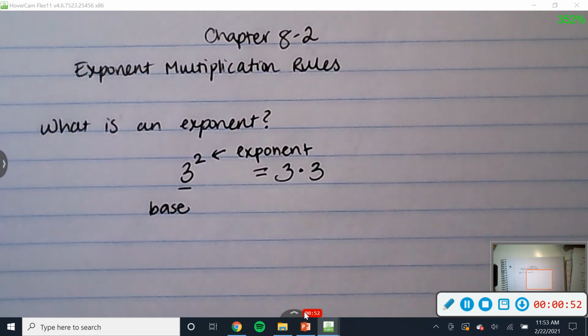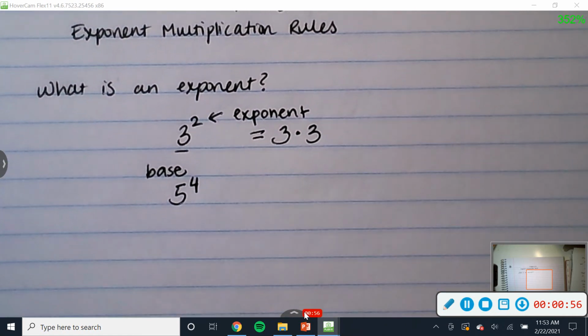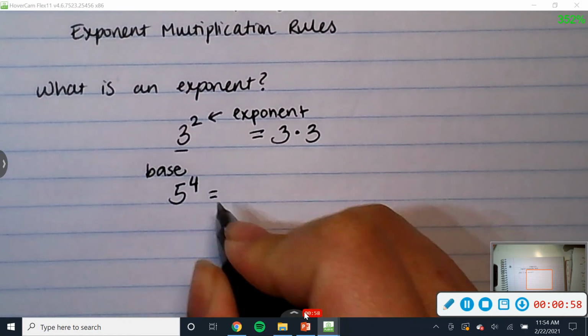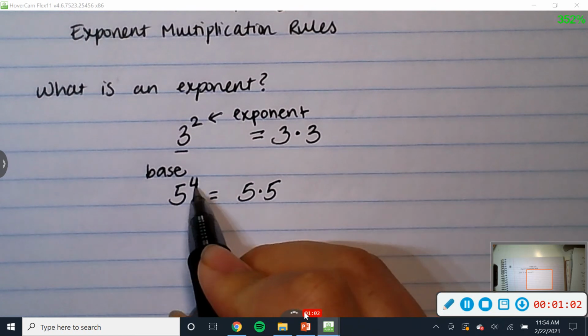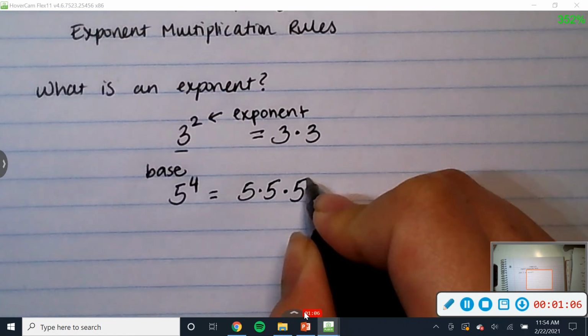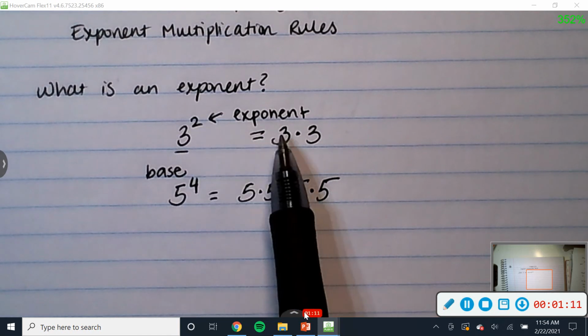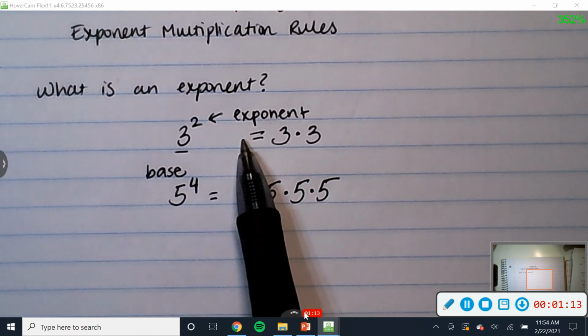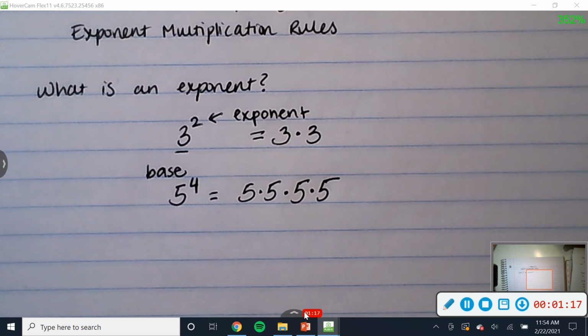So if we have another example, 5 to the 4th power, our base is 5, which means that we would be multiplying this number how many times? 4 times, because our exponent is 4. So we would want to multiply this a certain number of times. So that is how we get the answer to our exponent. So 3 squared would equal 9, because 3 times 3 is 9. And then we would do the same thing for 5 to the 4th power.